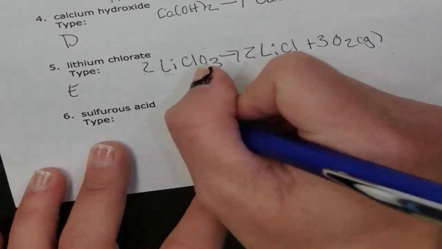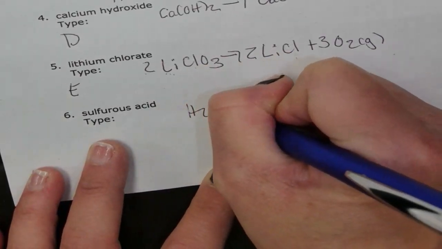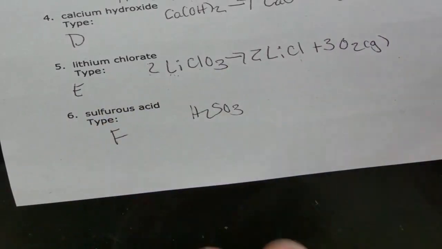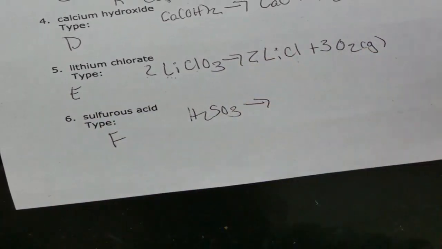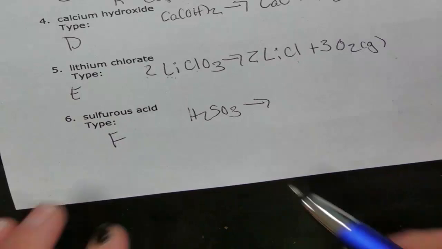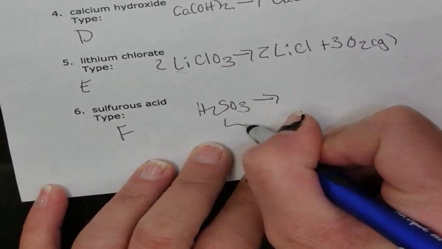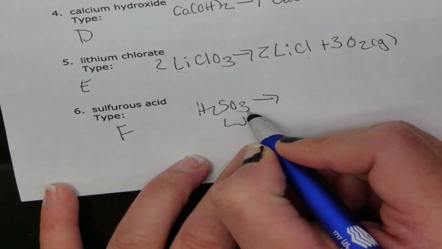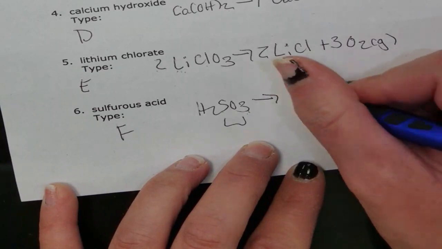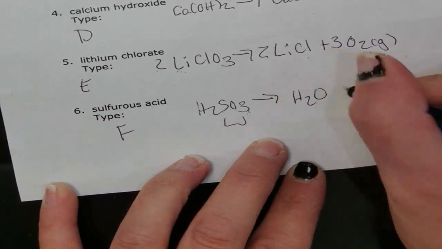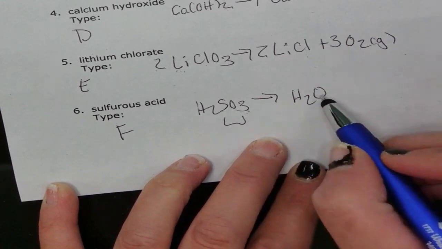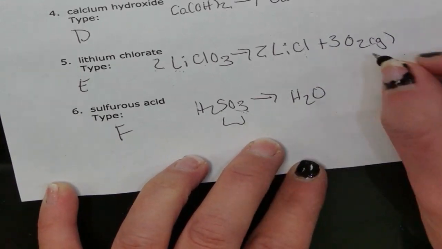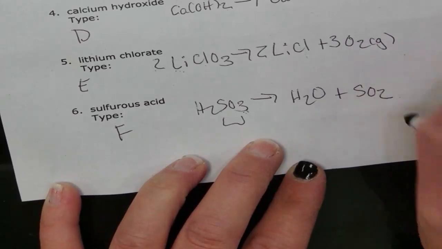So let's look here. Sulfurous acid. And this is a type F. All right, so we're going to do the opposite process that we did in the synthesis. So we are going to take our polyatomic ion sulfite, and we're going to remove an oxygen because we need that oxygen to come over to water. So H2 plus an oxygen forms the water. And if I remove an oxygen from SO3, what does that leave me? SO2.